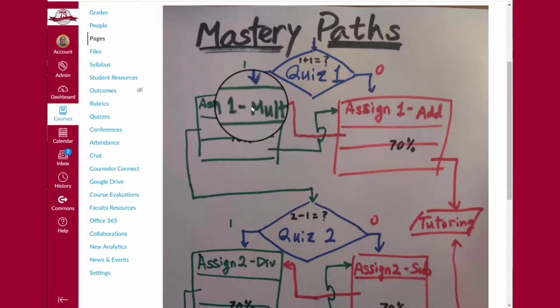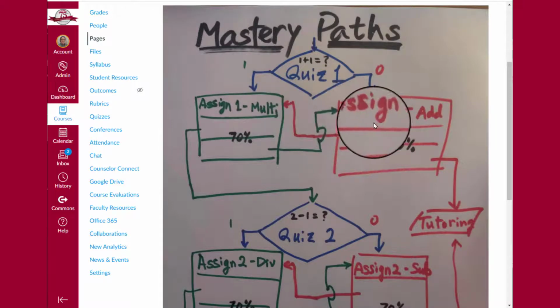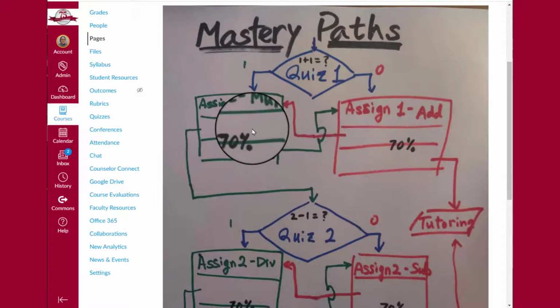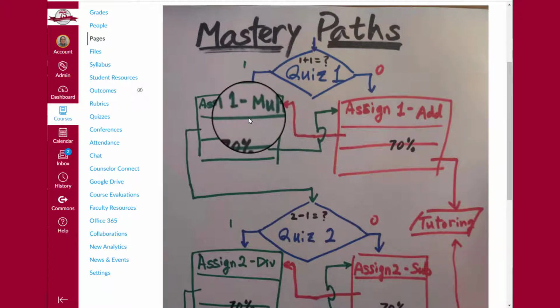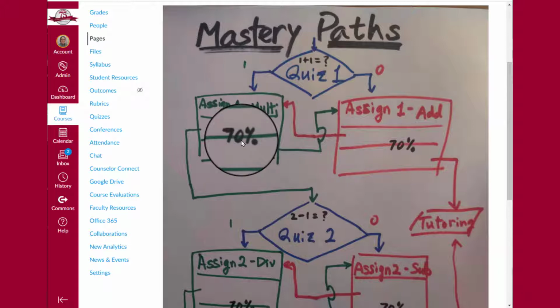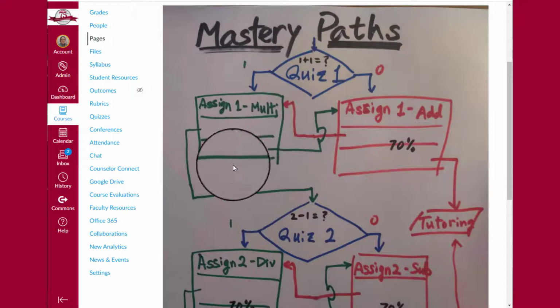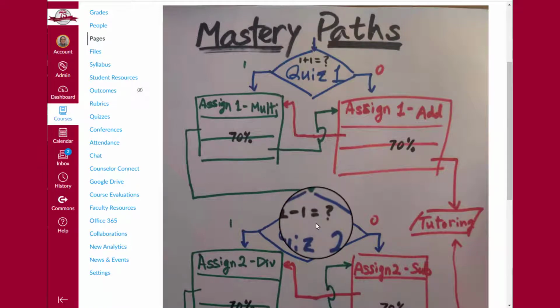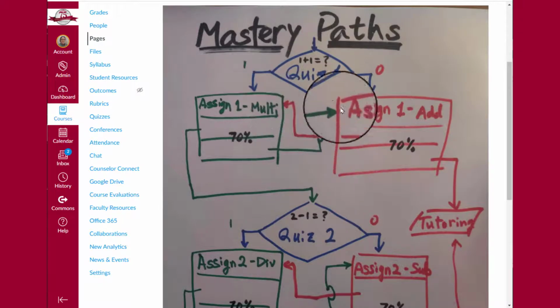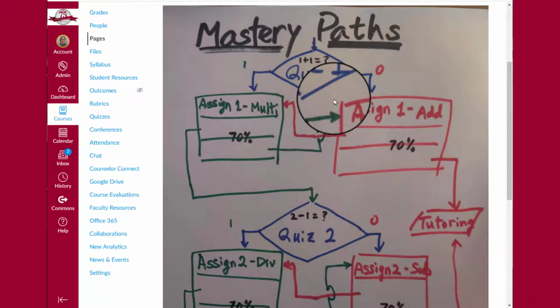So depending on each assignment or learning activity's performance, let's say in the multiplication assignment, students get over 70%, let's say that's the mastery level, and then they'll move on to the next sequence, in this case subtraction and division. It's basically the same scheme as the addition and the multiplication.